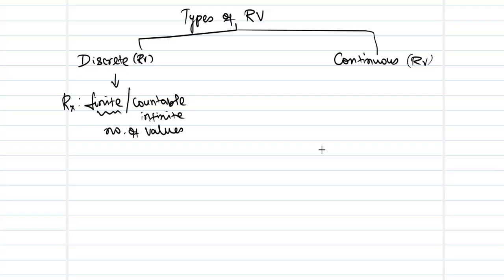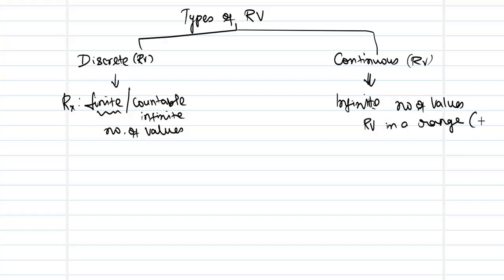And now what about a continuous random variable? If your range space is a collection of an infinite number of values, then your range space contains infinite values. When does it contain an infinite number of values? When you are specifying the random variable in a range, say in the interval a comma b. Then you call the random variable a continuous random variable.